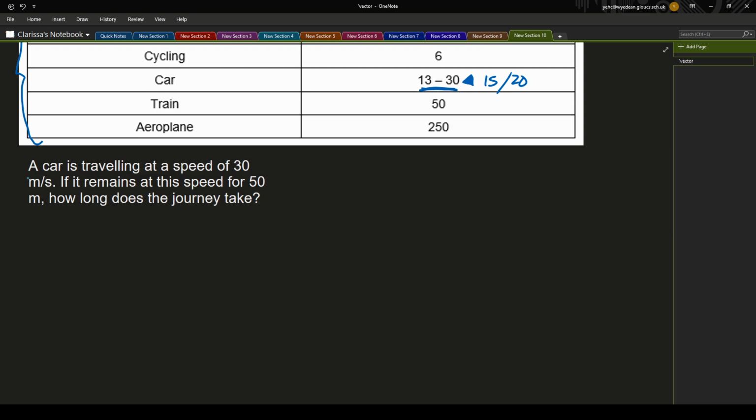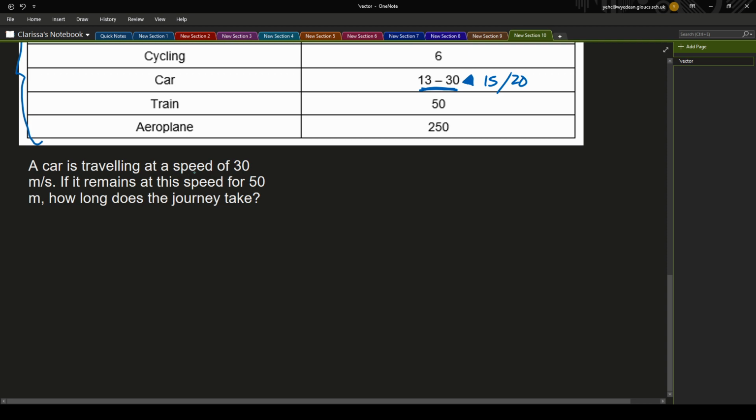A car is traveling at a speed of 30 meters per second. Anytime there's information, I recommend giving it a quick underline and then writing it down. So speed of 30 meters per second. I'll make my list here. Speed equals 30 meters per second. If it remains at the speed for 50 meters, 50 meters is a distance because it's measured in meters. This is where knowing units comes in. Distance equals 50 meters.